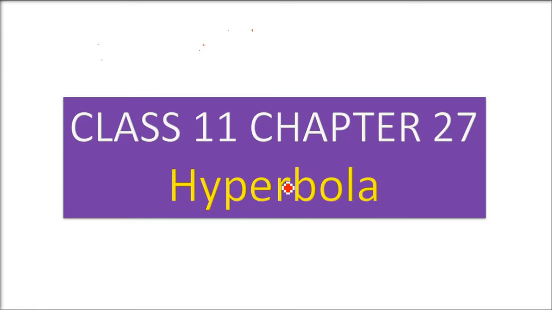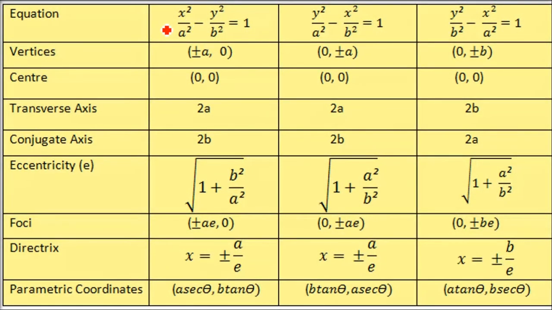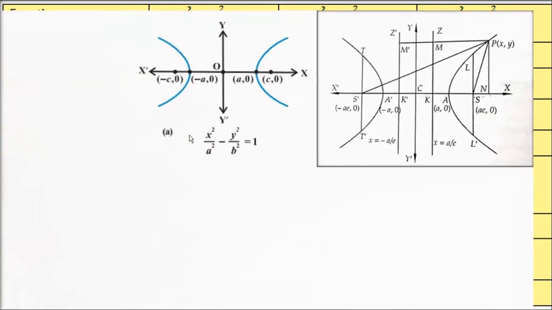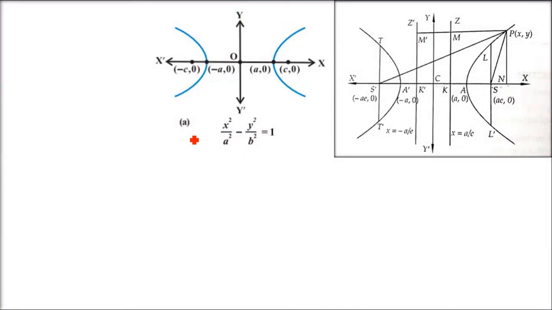This is class 11, chapter 27, Hyperbola. We have discussed what a hyperbola is, and then we tried to understand how we derive this equation, and I gave you a glimpse of various elements of the hyperbola. We are going to see them in detail now.